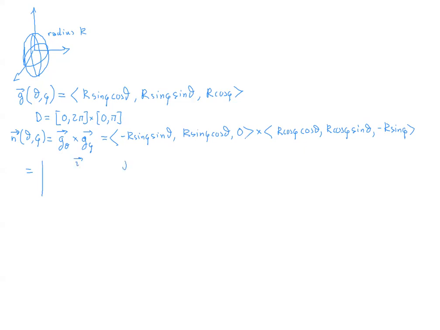And this will be i, j, k. We have somewhat long expressions here, right? So we have minus r sine phi sine theta, r sine phi cosine theta, 0, r cosine phi cosine theta, r cosine phi sine theta, and minus r sine phi.